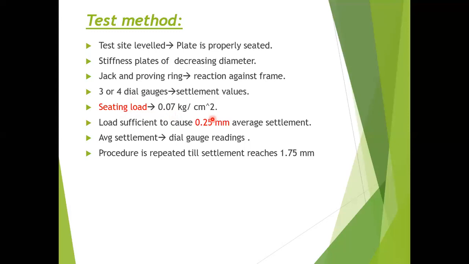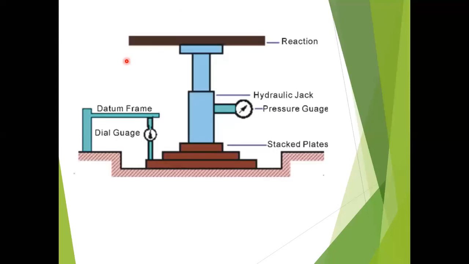Next, these are the few points I will explain once again. First, you will level the testing site. Wherever you want to do the test, you have to level, because in a road or in the subgrade the surface will be a little undulated. Next, you will place the plate. And those stiffness plates will be of decreasing diameter. You can see the highest diameter plate, that is 75 centimeter, will be at the bottom, and the least diameter plate will be at the top.